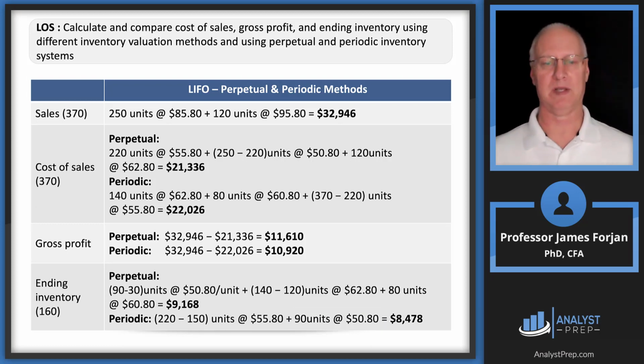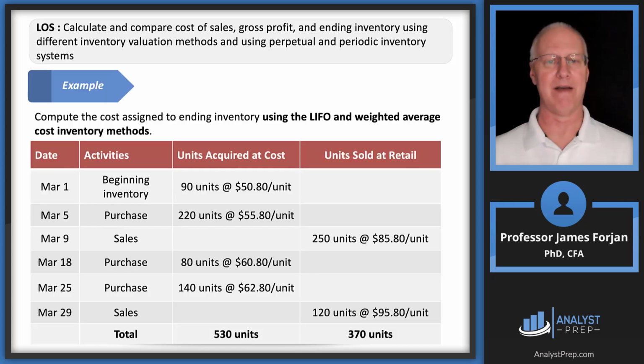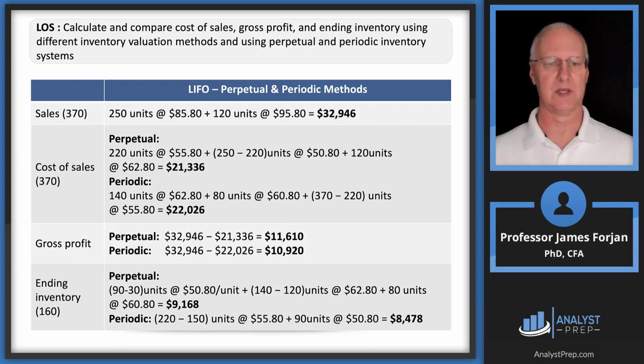And then we must have gotten the rest of them at that $55.80. And so that gets us to 70 units times the $55.80. So what was that? 70 plus 90. That gets us our ending inventory. Look over on the left, 160 units. So that's $8,478 worth of ending inventory.